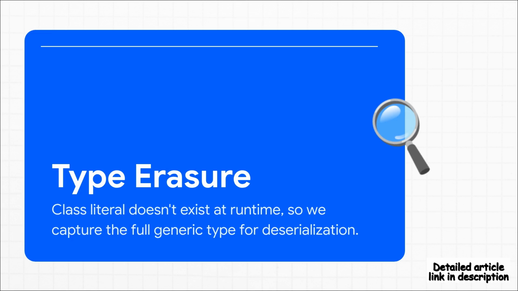Well, blame Java's type erasure. At runtime, Java completely drops that generic type data. That means that specific class literal, List<Post>.class, literally doesn't exist when the code is running. So to get around this, we have to use a ParameterizedTypeReference to capture that full generic type so the deserializer knows exactly what it's building.